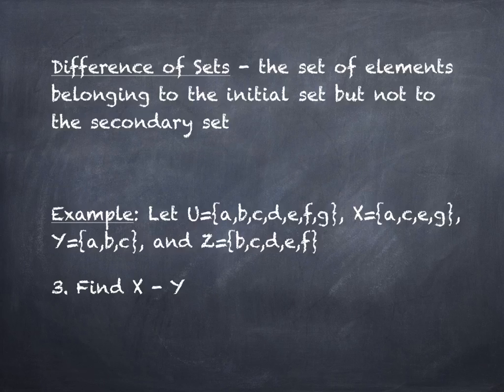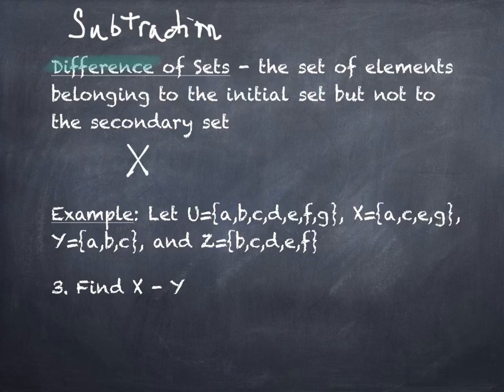The next one is a difference of sets. So before I even describe, somebody tell me what the word difference means from algebra that you've seen before. Subtraction. It's very much the same idea here too. Difference of sets is the set of elements belonging to the first set and not to the second set. And the notation looks like subtraction. We'll use the same A and B I used before. A minus B.